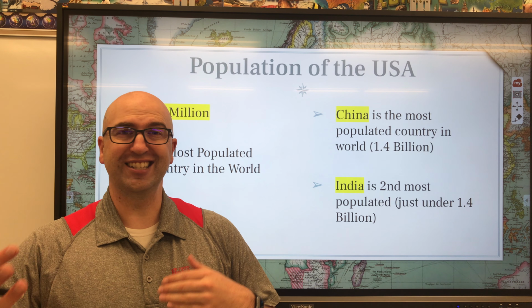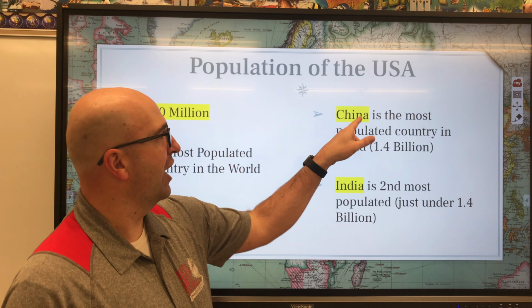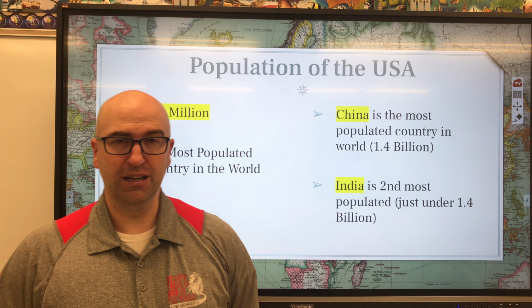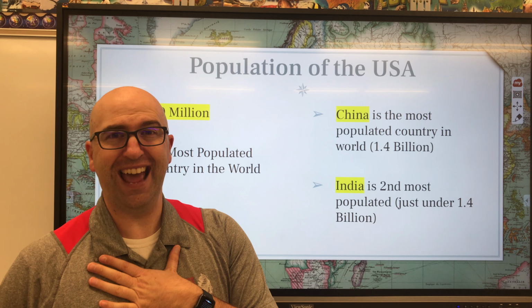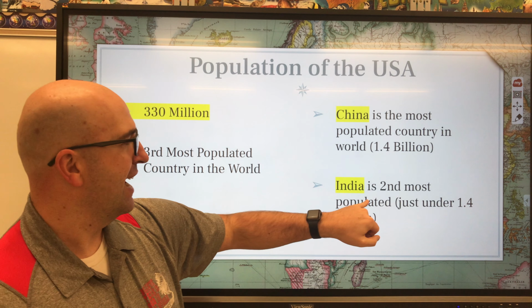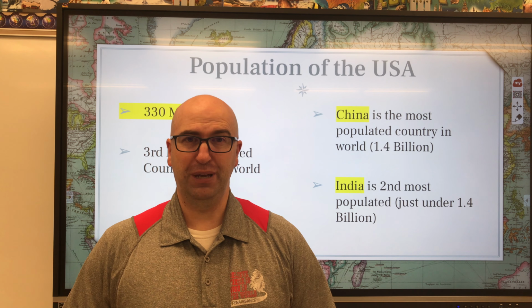So what's the first and second most populated countries in the world? Well, the first one is China. China has about 1.4 billion people. That's more than 1 billion more people than we have in the United States. The second is India, and it has just under 1.4 billion people.